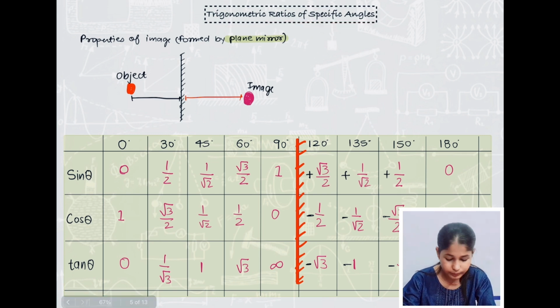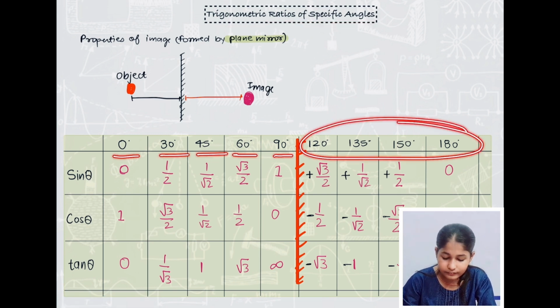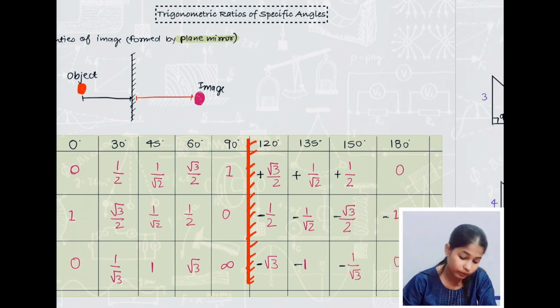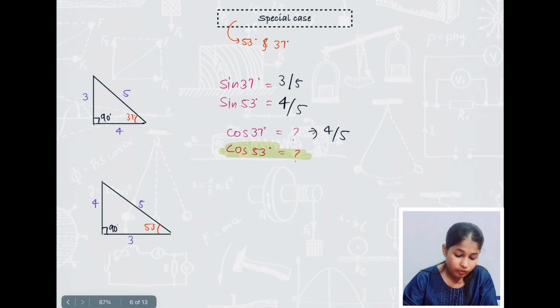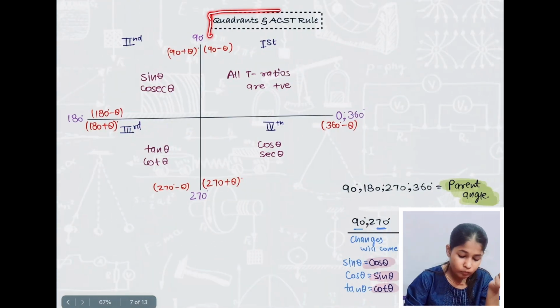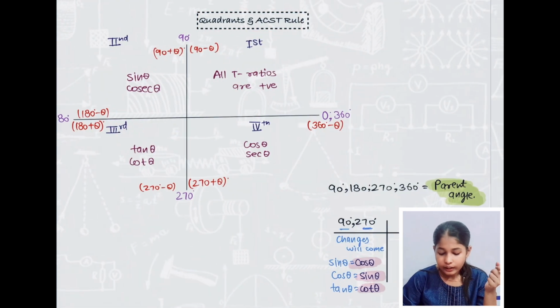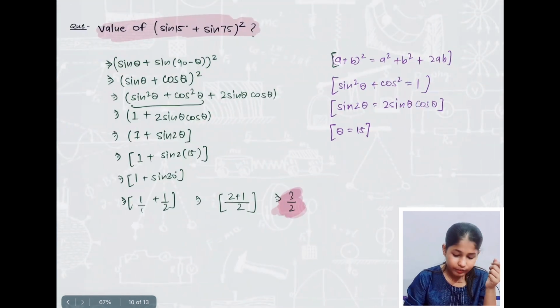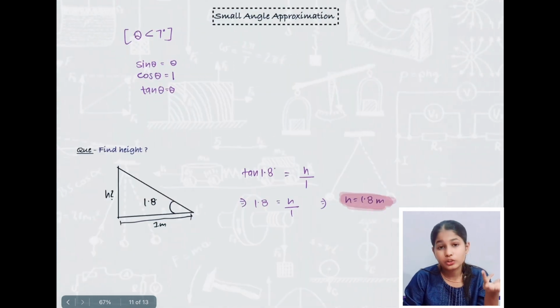Trigonometric ratios of specific angles like 0 degree, 30 degree, 45 degree, 60, 90. Extra are 120 degree, 135 degree, 150 degree, and last but not the least 180 degree. I have given tricks for everything, especially for special angles, that is 53 degree and 37 degree. Then quadrants and the ASTC rule. Practice: we have solved some questions on the basis of trigonometry.